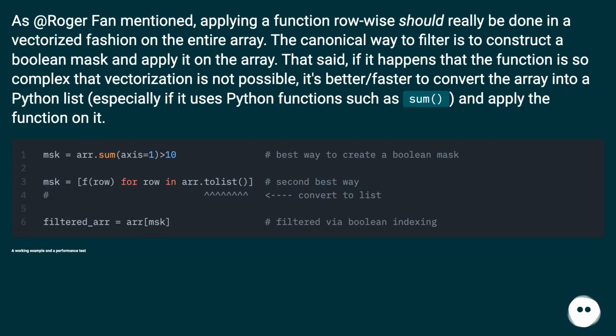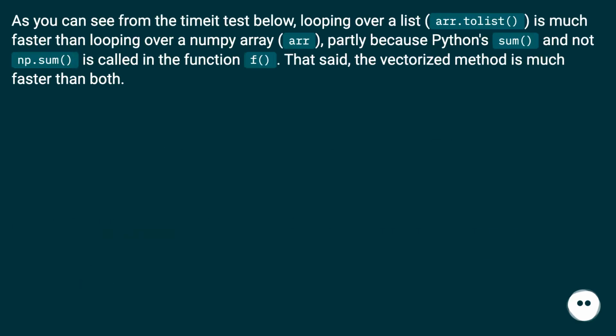A working example and a performance test. As you can see from the timeit test below, looping over a list, using .tolist, is much faster than looping over a Numpy array, partly because Python's sum, and not np.sum, is called in the function f. That said, the vectorized method is much faster than both.